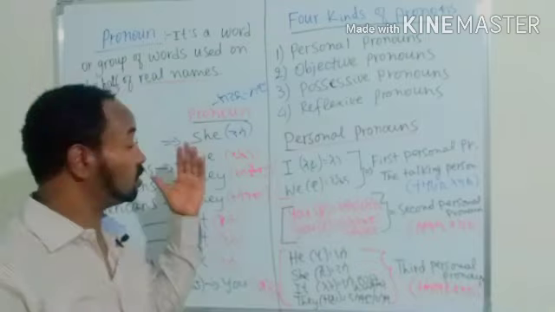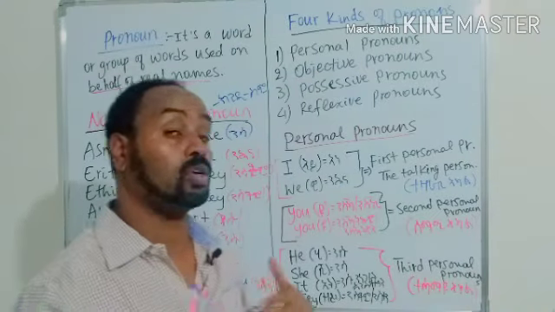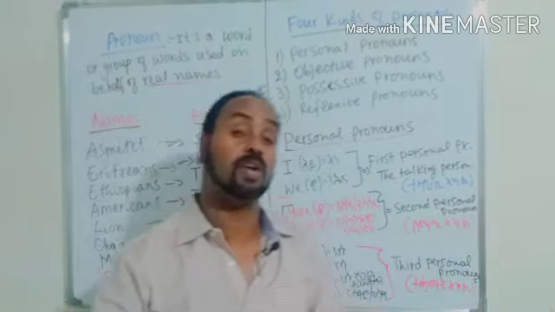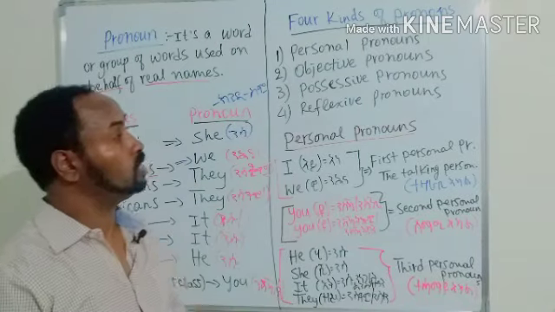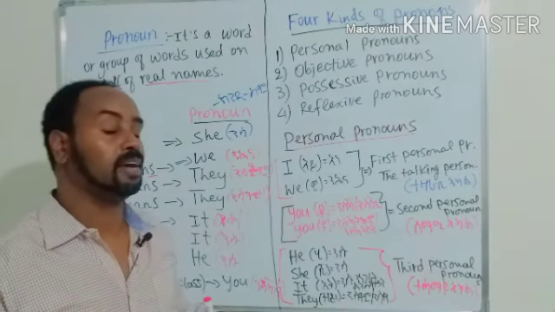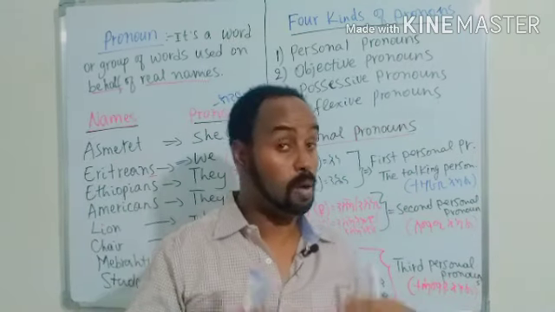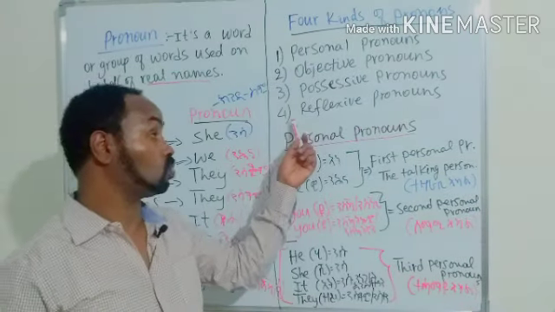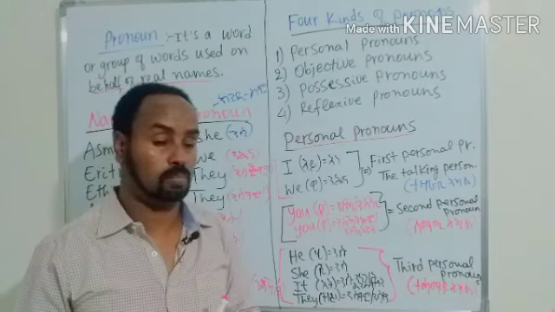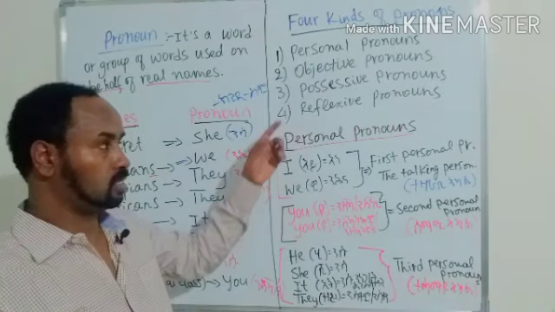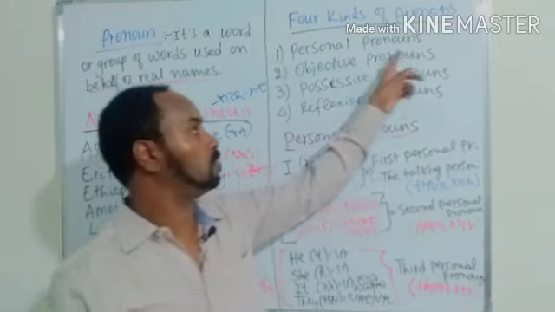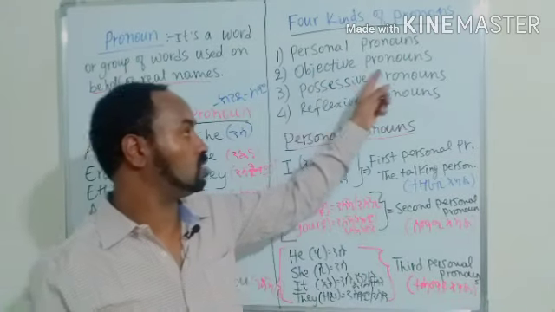Now without further ado, we're going to talk about the kinds of pronouns. I said pronoun means a word or a group of words that we use on behalf of real names, right? So how many kinds of pronouns do we have? We have many, but in this case, we're going to talk about four major pronouns. First, personal pronouns.